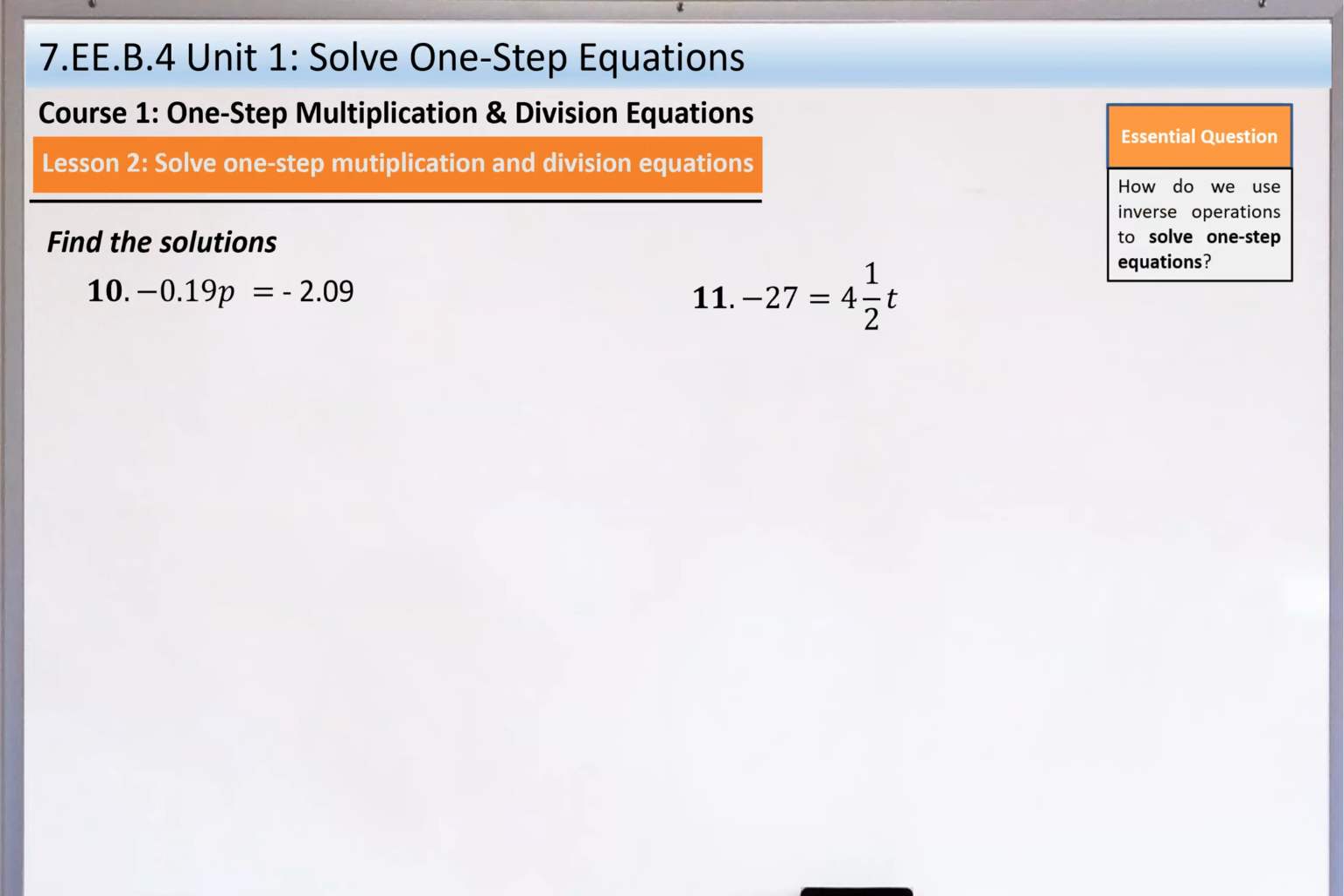Okay, the last two. So again, we have negative values here. So this is the difference between 6th and 7th grade, to be able to use integer operations and also be able to work with fractions and decimals. So we have negative 19/100ths times some number p equals negative 209/100ths.